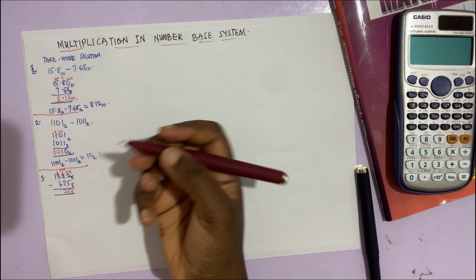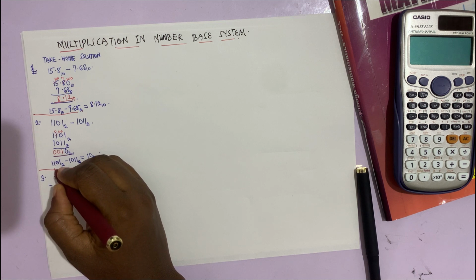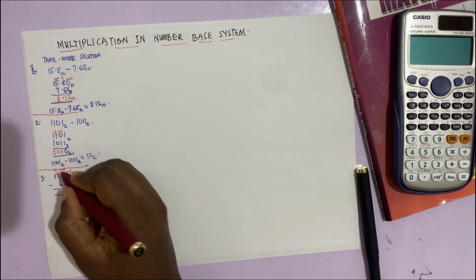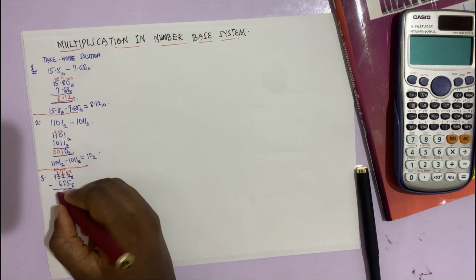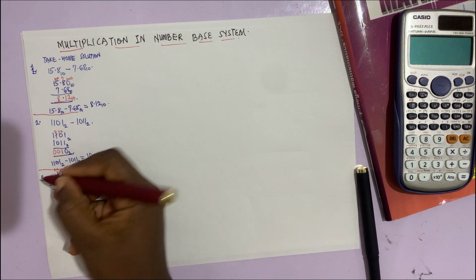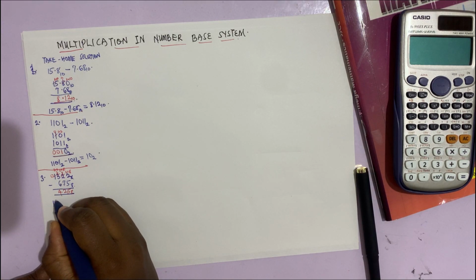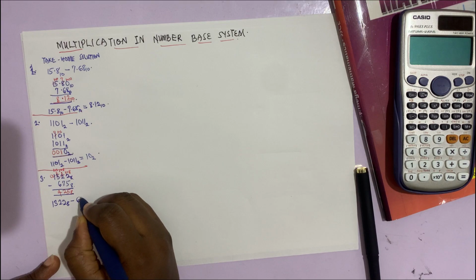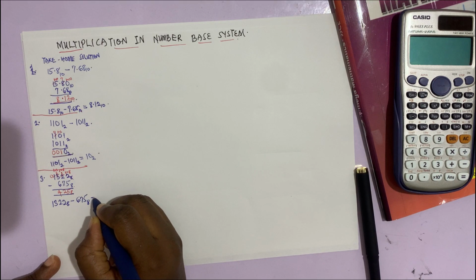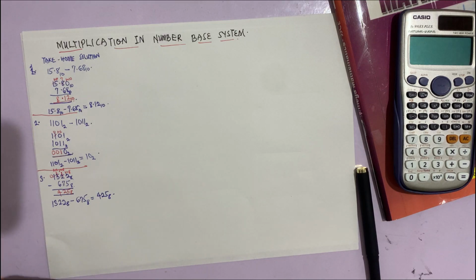2 minus 6, it won't go, it is impossible. So we come here, we borrow 1. But the one we are borrowing is actually the base, which is 8. So 8 plus 2 is 10. 10 minus 6 is 4. And here we are left with 0, nothing. So we say 1322 base 8 minus 675 base 8 will give us 425 base 8.